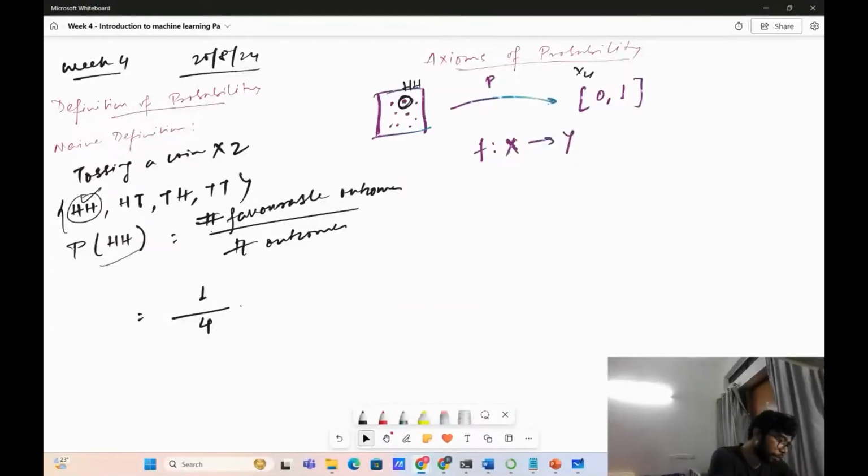So if you think of a machine, you give it some input, it gives you an output, right? That's the simplest way to look at it. You give an input HH to it, it gives you an output 1 by 4. If you give it an input, let's say HT, it gives you an output, again 1 by 4, right? Or, in this case, 1 by 4 could be any other number in general. It's just a machine which takes an input from your sample space and provides you an output of a number between 0 and 1. Is that clear now?